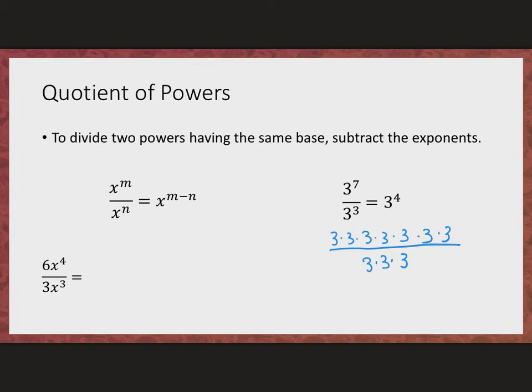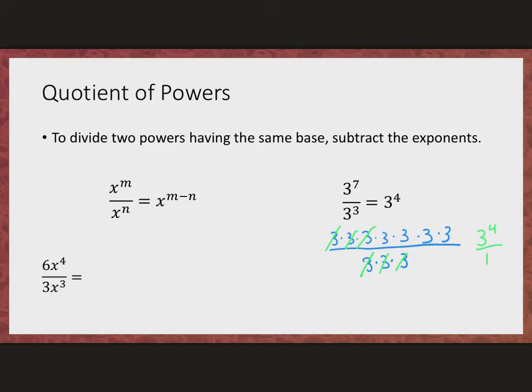So if we have 7 threes on top and 3 threes on the bottom, these 3 threes on the bottom can cancel out 3 of the threes on top. And what are you left with? 4 threes on the top of your fraction. So 3 to the fourth on the top over 1, which is just 3 to the fourth. So the quotient of powers property is a shortcut to doing this canceling action that we have been doing for a while. Now let's see how this works with an expression with numbers and with variables in it.